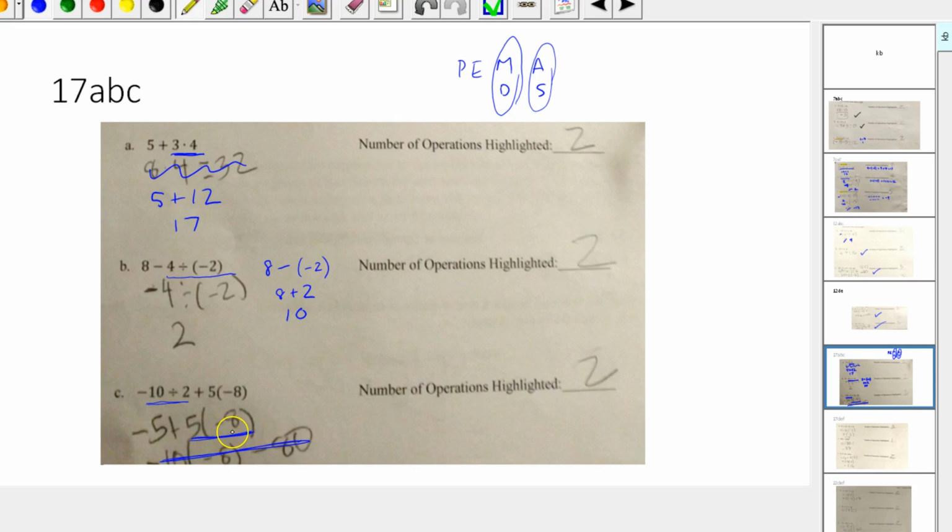So this is incorrect. So we'll keep the negative 5. And this is plus 5 times negative 8. Well, that's negative 40. And then you're adding two numbers with the same sign, so you add the numbers and keep the sign. So negative 45.